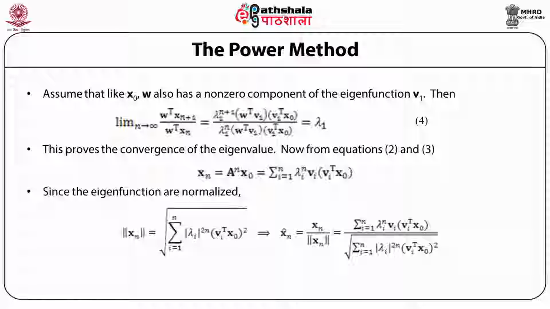This implies that the vector xn equals xn divided by the norm of xn, which is further equal to the summation i equals 1 to n of lambda i raised to power n times (vi transpose x naught), whole divided by the square root of the summation i equals 1 to n of |lambda i| raised to power 2n times (vi transpose x naught) whole squared.